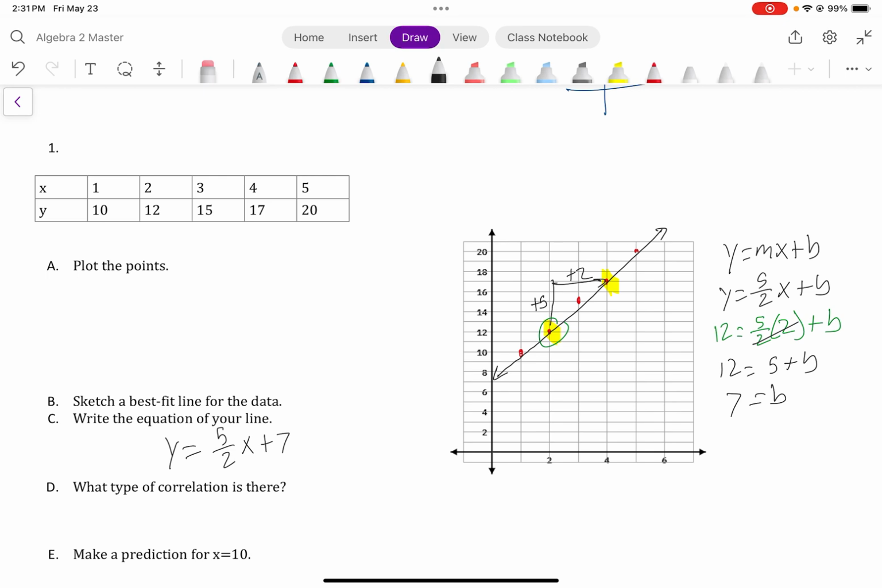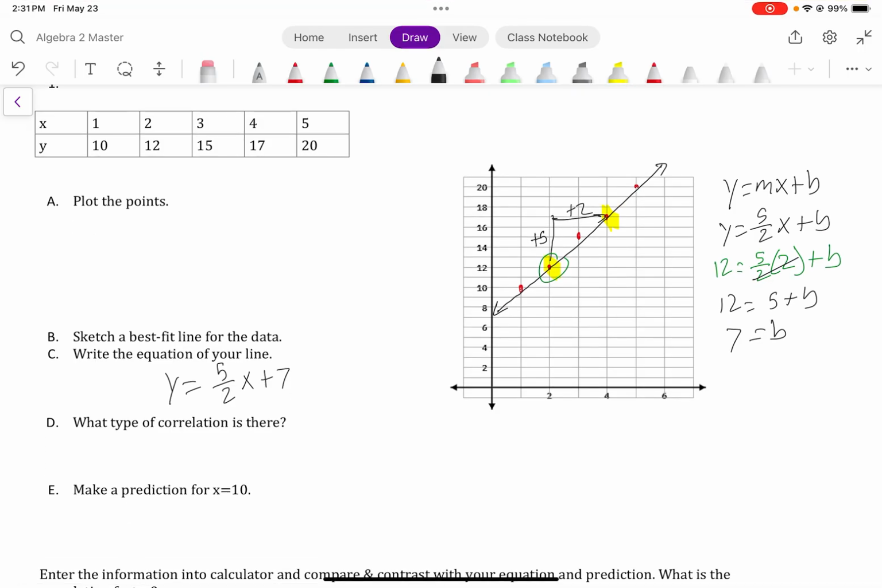This wasn't terrible to do because the numbers were nice, but we're not always going to get nice numbers. So now when it asks, what is our type of correlation? Just like our slope, it is positive. I think this is a pretty strong positive correlation because my line is very close to all of those dots.